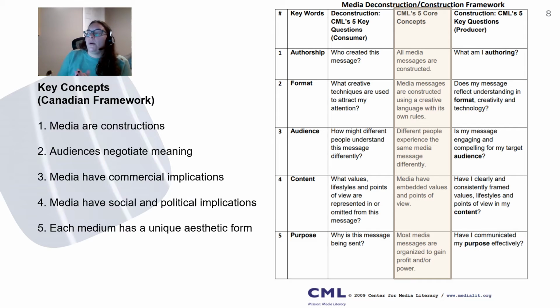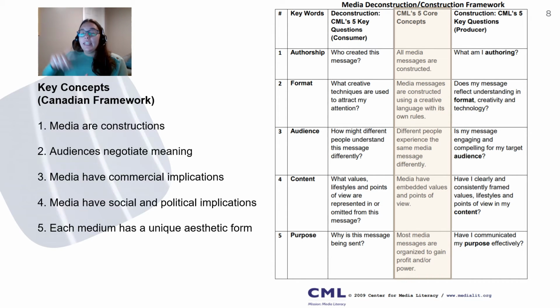So here are some frameworks for constructing and deconstructing media. The one on the left is the Canadian framework. The Canadian framework is based on 5 principles or 5 core key concepts. They are: media are constructions, audiences negotiate meanings, media have commercial implications, media have social and political implications, and each medium has a unique aesthetic form.